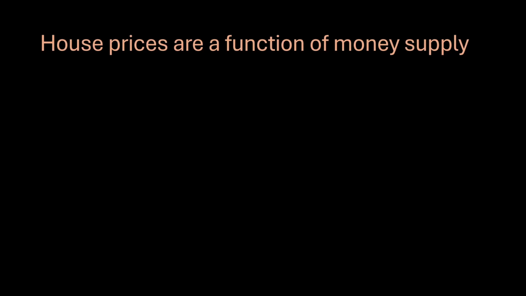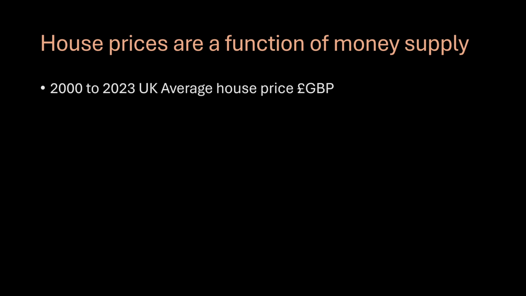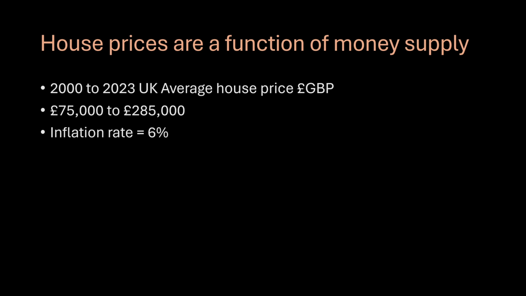Let's give a real example. So people talk about house prices as $100,000, then increases to 200, then 300. Let's look at them in absolute terms. Take the UK for example, 2000 to 2023. Average price in pounds goes from 75,000 to 285,000. That's an inflation rate of 6%.